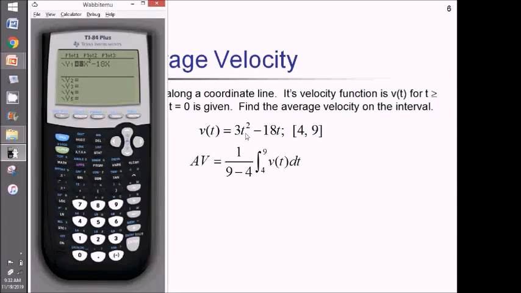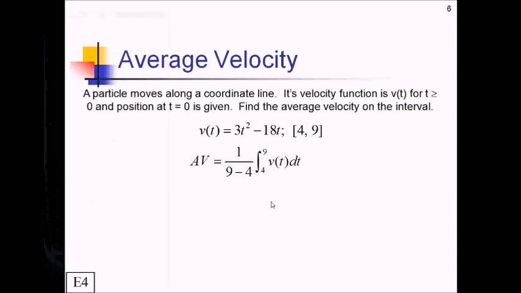So I've got my velocity entered in the y equals, and then I'm going to put all of that in an integral, 1 over 9 minus 4, 4 to 9. Let me do alpha trace y1 in there, dx, gives me an average value of 16. Probably could have done this one by hand.